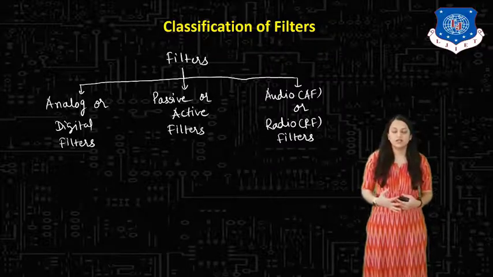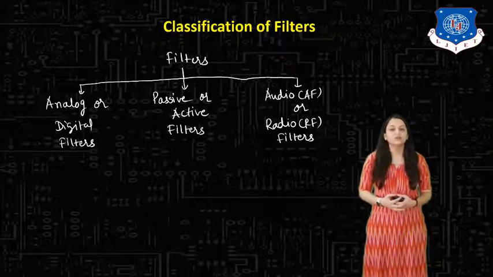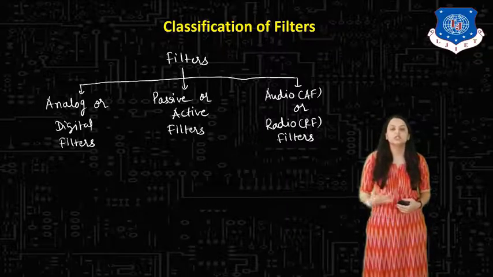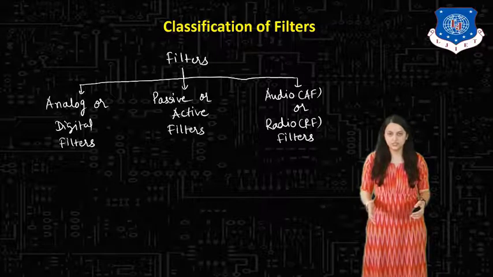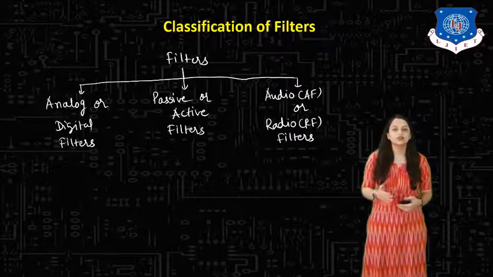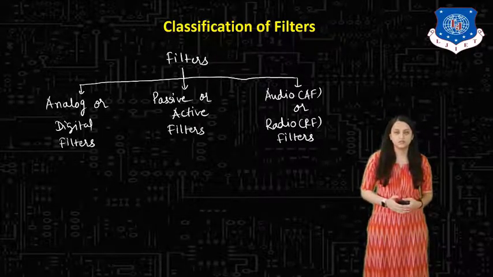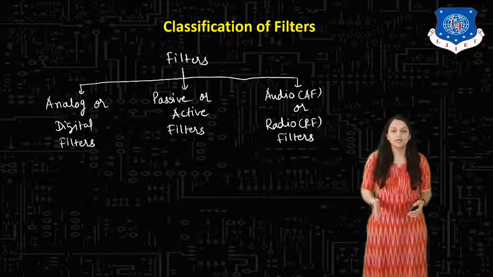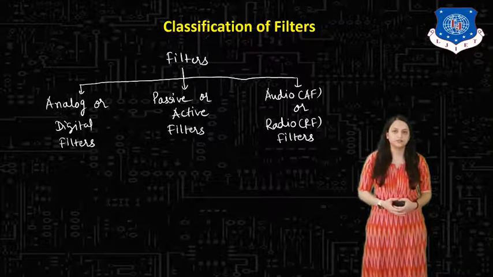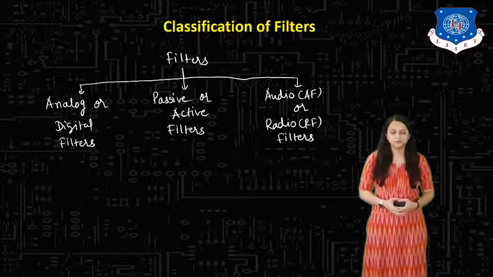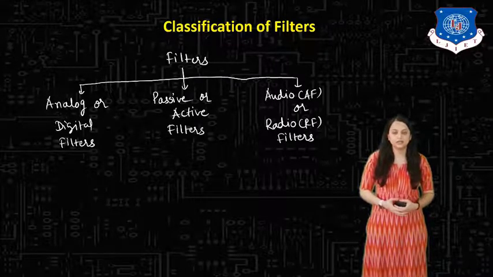Next is AF and RF. If the frequency for which the filters are used is in the range of audio frequency, then it is called AF filters. And if it is operating in the radio frequency range, they are called RF filters. Okay. So these are three main classifications of filters.